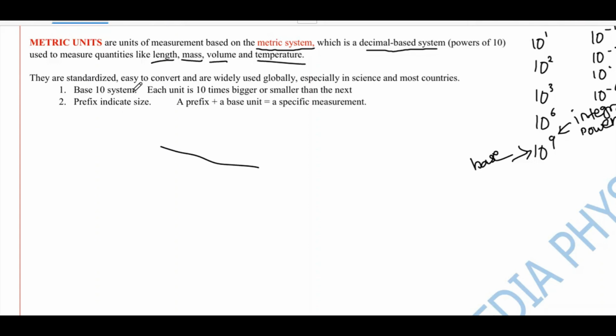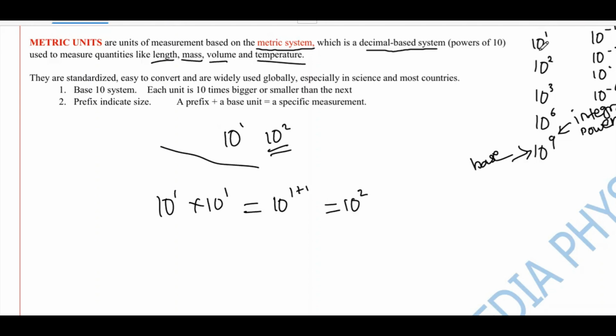Now, base 10 units have this characteristic, like each unit is 10 times bigger or smaller than the next. For example, we've compared here, we have 10 power 1 and 10 power 2. 10 power 2 means this number here is 10 times bigger than the previous number. If you have 10 power 1, you multiply by 10. It's 10 times bigger. 10 is basically 10 power 1. You can check from our previous session working with indices that this one turns out to be 10 power 1 plus 1, which is 10 power 2, as you can see here.